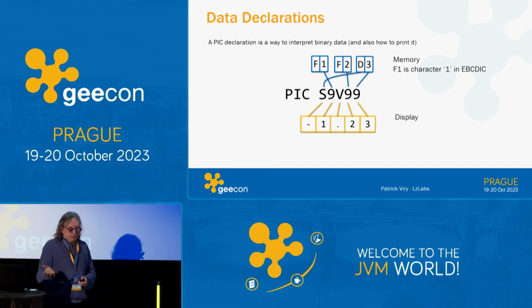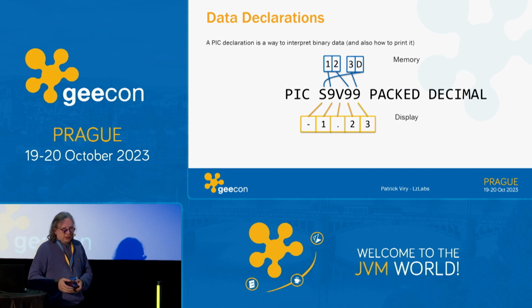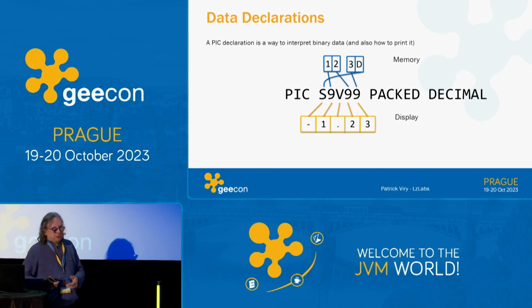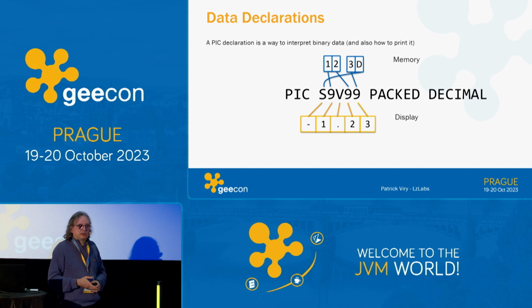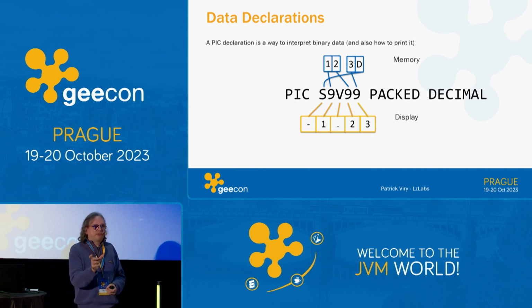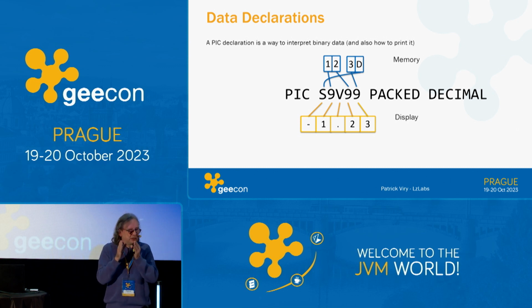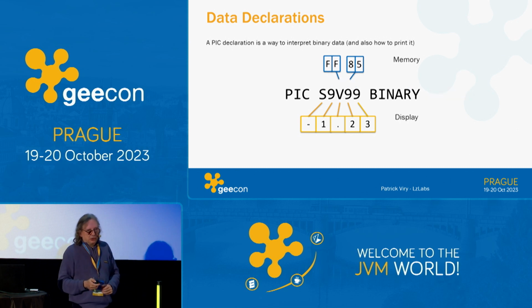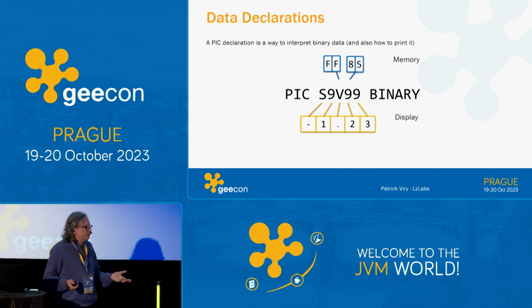There are many possible encodings. Okay? Another one is packed decimal. The idea here is that 4 bits are enough to store 1 decimal digit, so you pack them. Okay? So 1 digit takes only half a byte, and the remaining half byte is reserved for the sign. Okay? You can, of course, use binary.